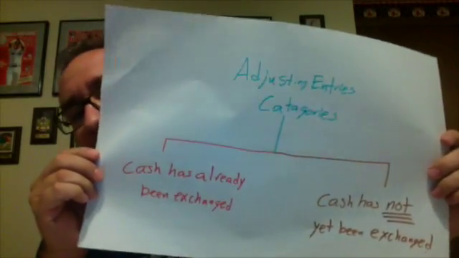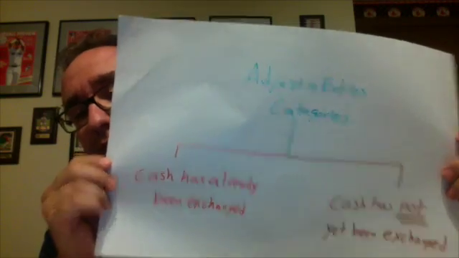The other one is cash has not yet been exchanged. What that means is that there has been no previous transaction and no cash is yet to be exchanged, but cash will be exchanged in the future, but the events have already occurred. I'll get more into that in a little bit.